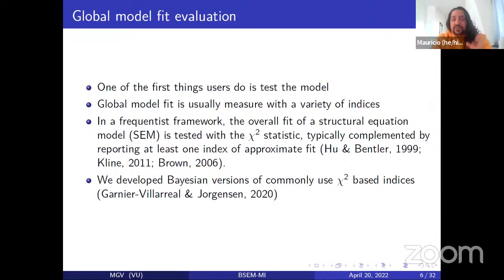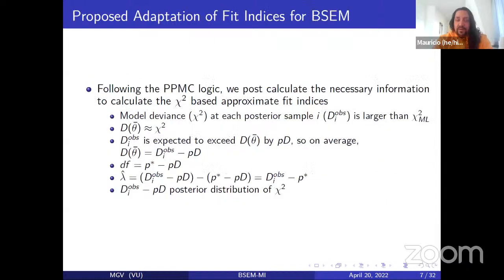Global fit, I'm just going to do a very quick summary of this. In SEM, for decades, global fit has been based on multiple indices, most of them based on the chi-square statistic. For this, we developed equivalent versions of these indices for Bayesian SEM, with the added advantage that now we have a credible interval around them. When we substitute the chi-square for the equivalent version in Bayesian SEM, we can use the posterior predictive model check logic, estimate chi-square values a bunch of times, and estimate CFIs, gamma hats, TLIs, and RMSEAs. This gives us posterior distributions of approximate fit indices based on the chi-square.